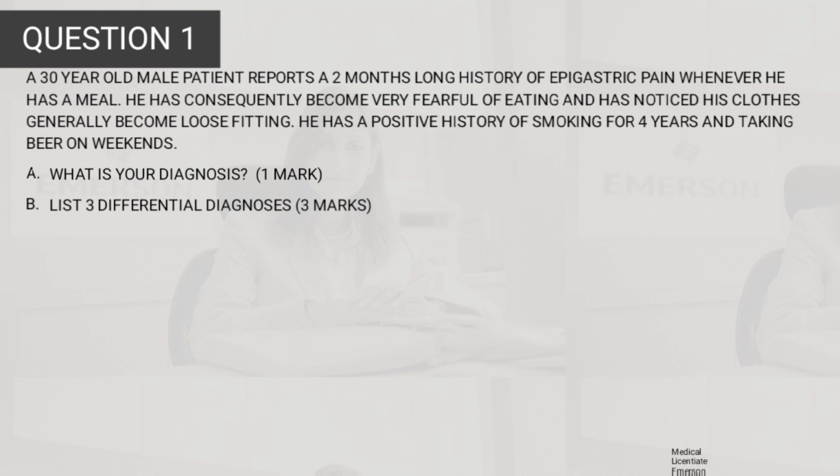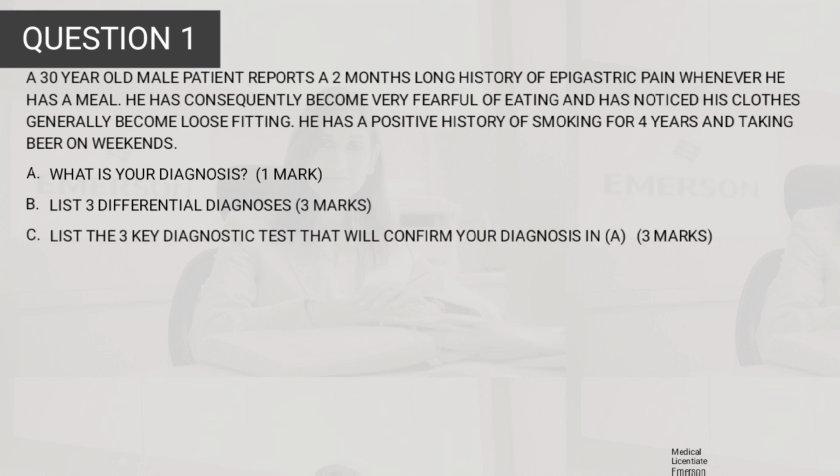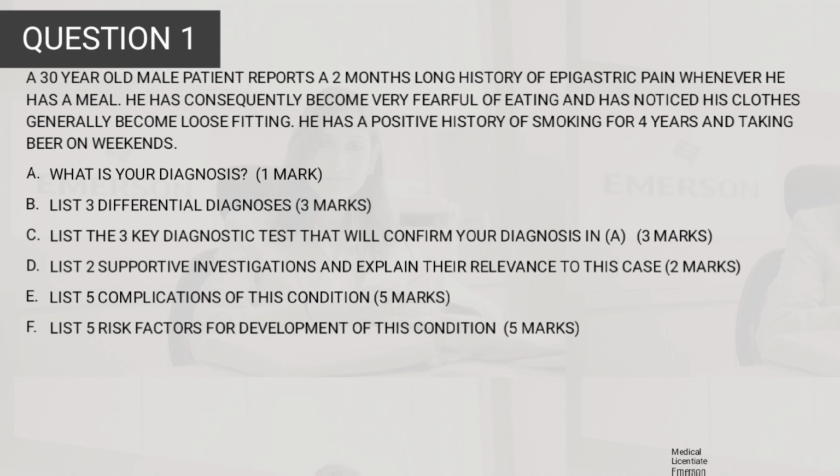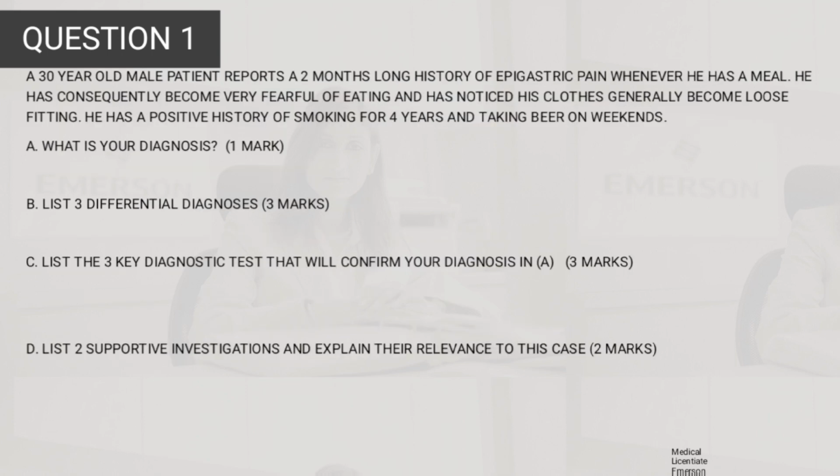List 3 differential diagnoses. List the 3 key diagnostic tests that will confirm your diagnosis in A. Then list 2 supportive investigations and explain their relevancy to this case. Then list 5 complications of this condition. Then list 5 risk factors for the development of this condition. Then G, outline management principles for this said condition.